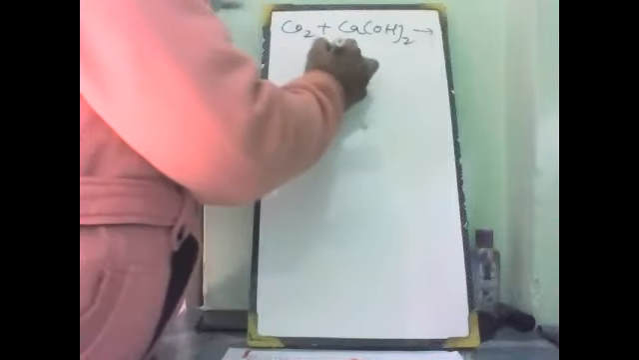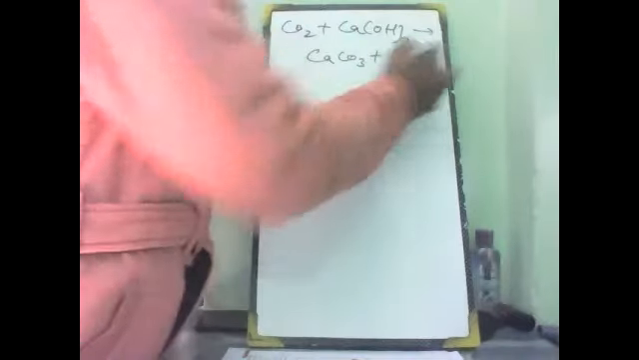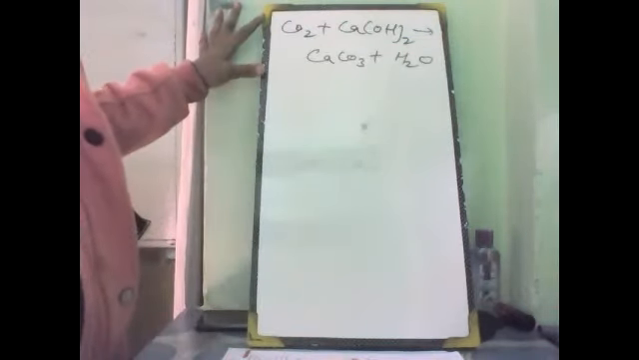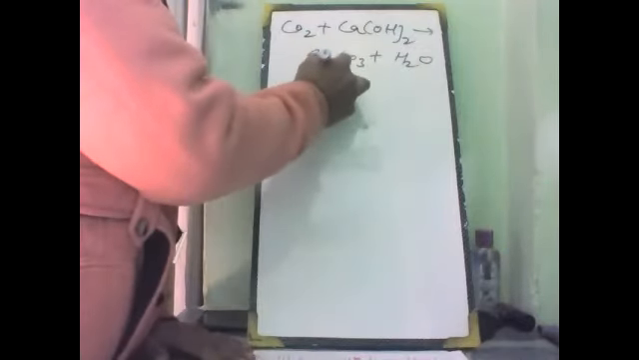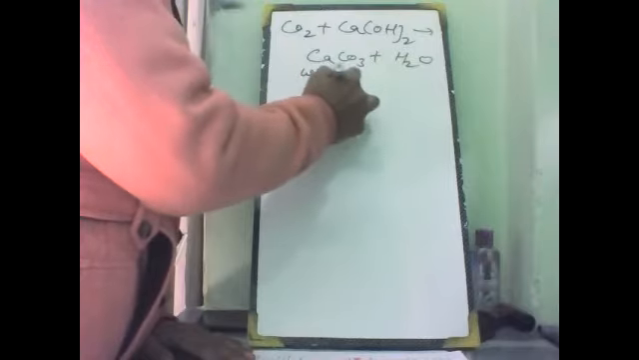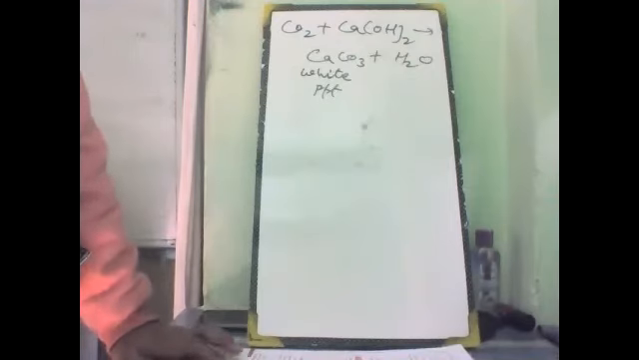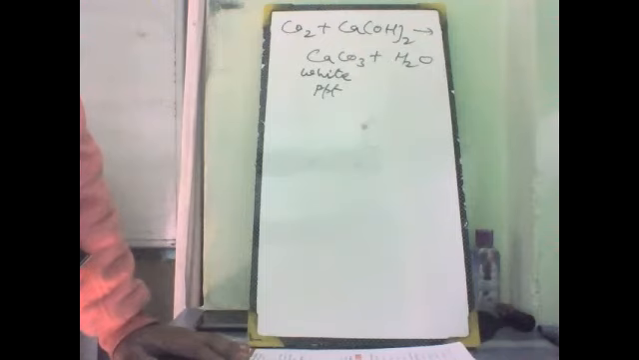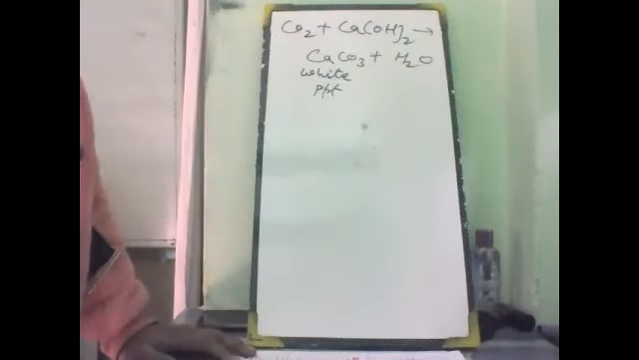It forms CaCO3 and H2O. It is a white precipitate, white PPT. Precipitation reactions are very useful in analysis and can also be used in the paint industry for making insoluble pigments. It is used in the paint industry and it is useful for the analysis of any compound.